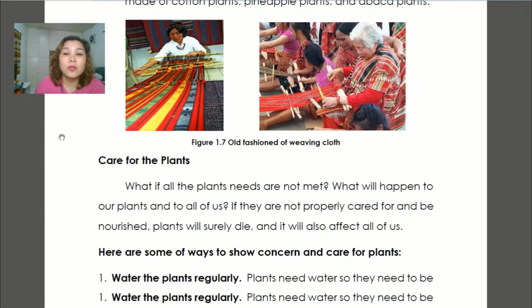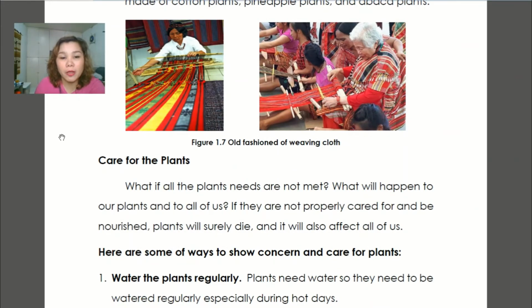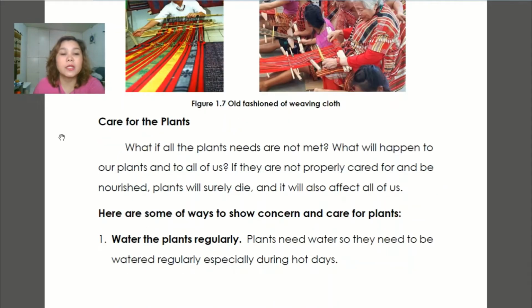Now, how do we show care for the plants, because they are important to us? What if all the plants' needs are not met? What will happen to our plants and to all of us? If they are not properly cared for and nourished, plants will surely die, and it will also affect all of us. So here are some ways to show concern and care for plants.